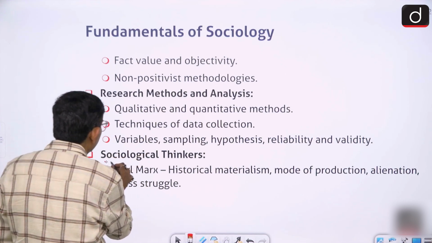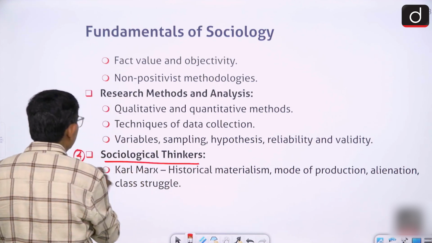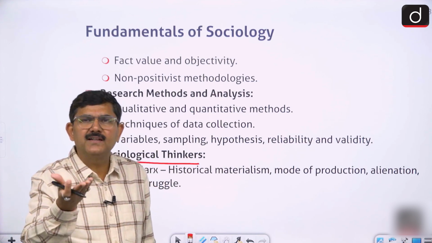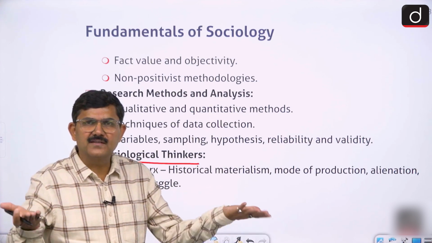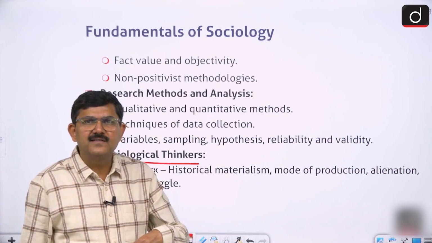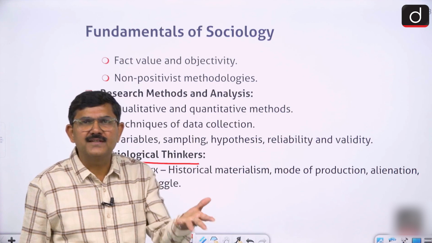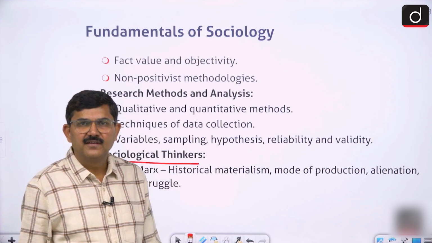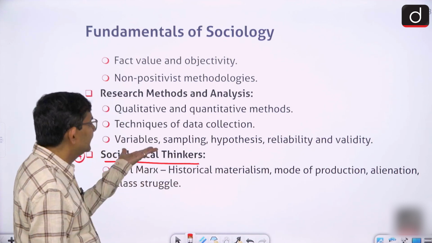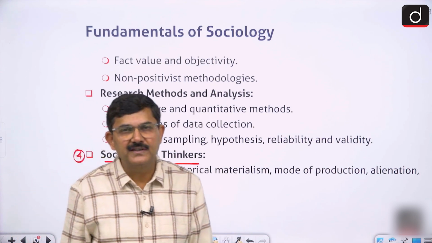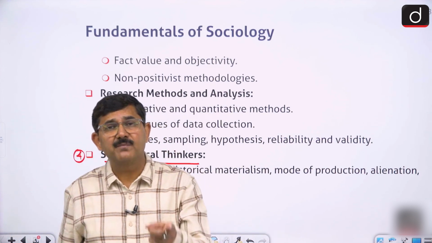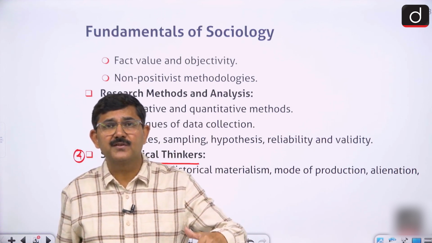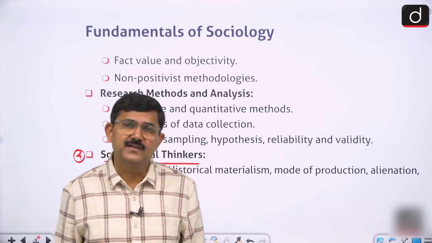Now coming to the fourth chapter, that is sociological thinkers. As far as thinkers are concerned, whatever the thinkers have said is said. Yes, that is static itself. No one has any right to change the theory. The only thing you can do is criticize, but theory cannot be changed. Maximum questions are coming from thinkers only, though it is just one chapter. Ranging from 50% up to 80% of questions have been from the thinkers part.